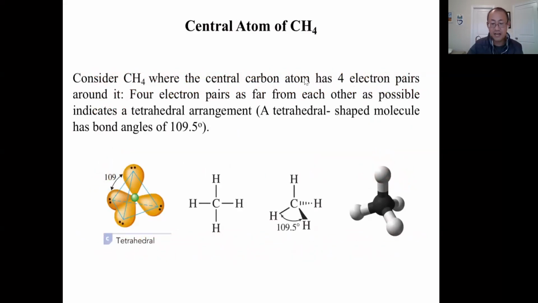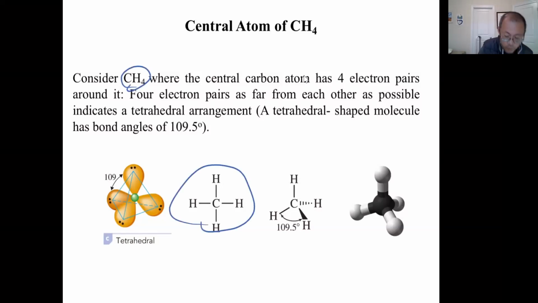Now, what if we have 4 electron groups? If you have 4 electron groups, such as methane, CH4, this is the Lewis structure. You can see around the central atom carbon, there are 4 single bonds. 4 single bonds means 4 electron groups, and these 4 electron groups need to repulse each other. The maximum separation is a geometry called tetrahedral. This is what tetrahedral looks like. You can see the center one is the carbon.